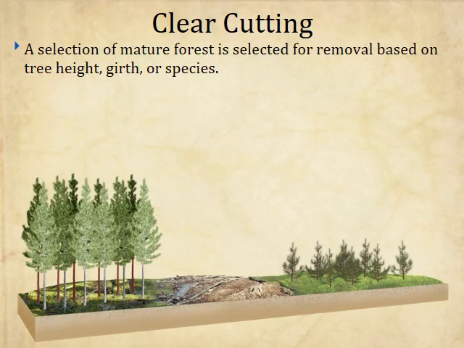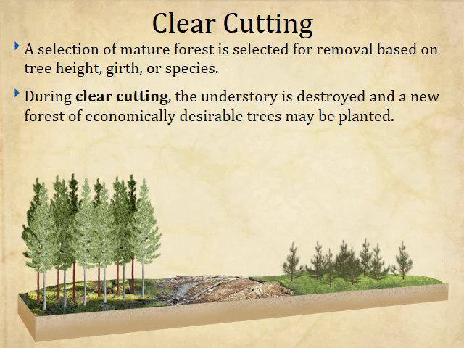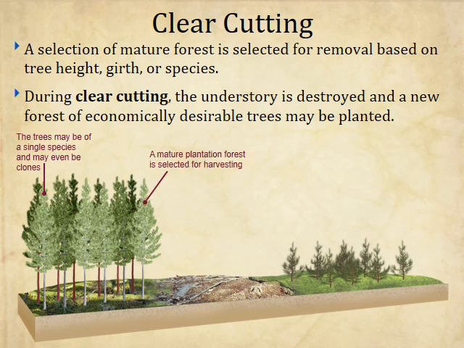So clear cutting, you take all the trees down and it doesn't matter. The understory is destroyed, a new forest of economically desired trees sometimes is planted, sometimes not. This has a huge impact on the ecosystem. As you guys know, habitat destruction is the number one cause of endangered species. And this also creates an insane amount of erosion because those roots are dying off. And then what happens is you have a lot of runoff because those roots aren't holding the soil in place.